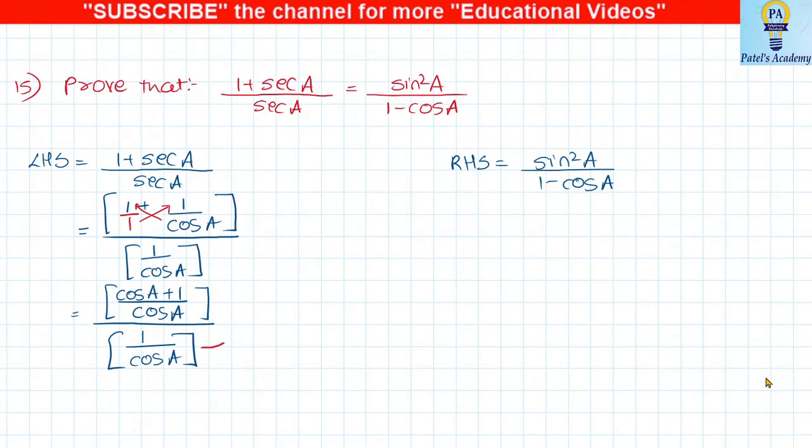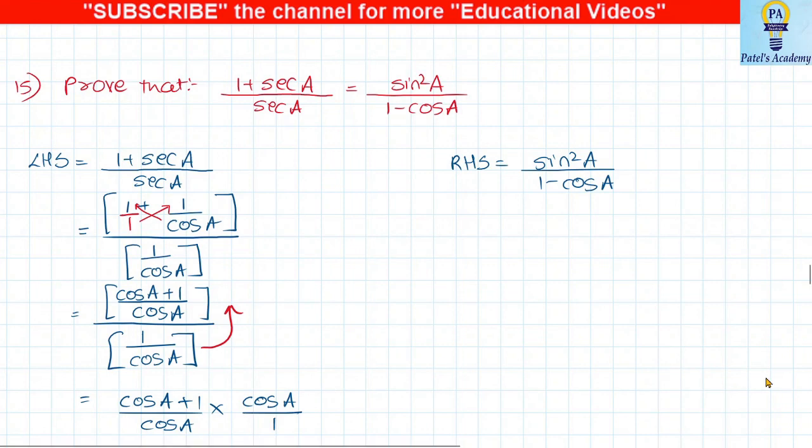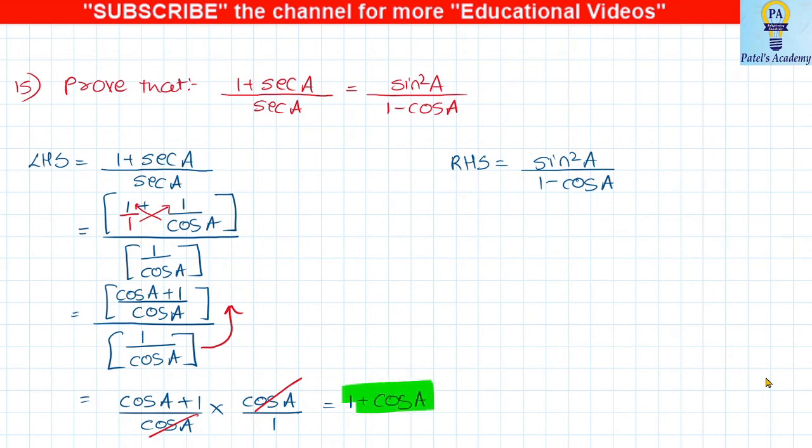Now in the next step, I'm going to shift the denominator up. So what I'll get is cos A plus 1 upon cos A. When I shift, it will get inversed, so I'll get cos A upon 1. So cos A will cut, and what I get is nothing but 1 plus cos A. Let me highlight this. I got 1 plus cos A on the left hand side.